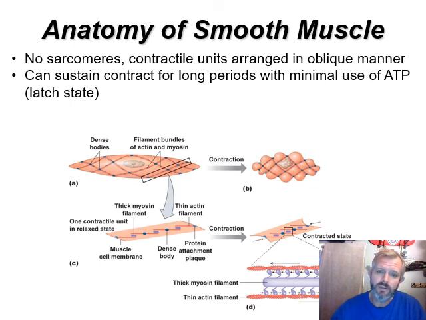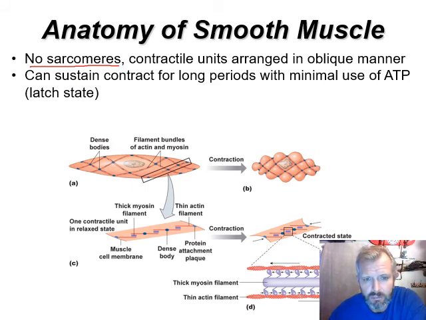Now the oddball of the bunch is going to be our smooth muscle. There are no sarcomeres. They are arranged in this oblique type manner. You can see there's no striations. We don't see striations in smooth muscle. That's why it looks smooth, because there's no striations there.